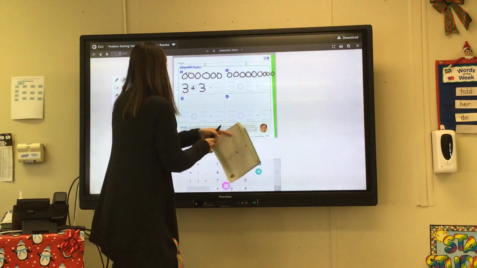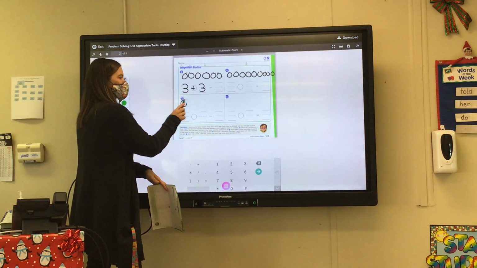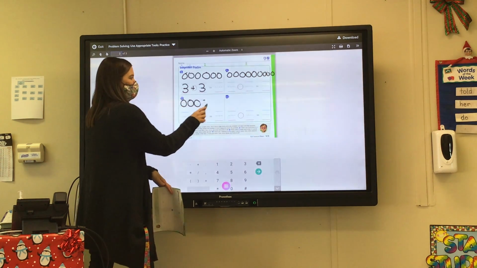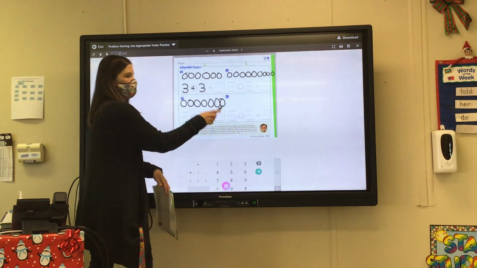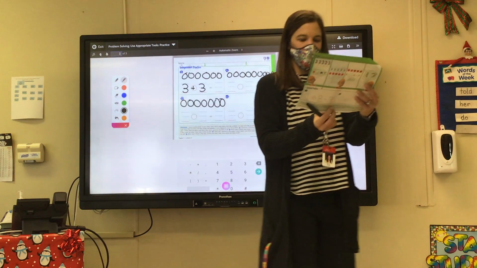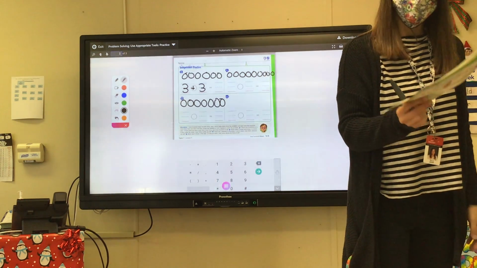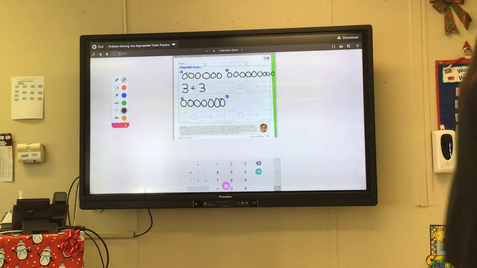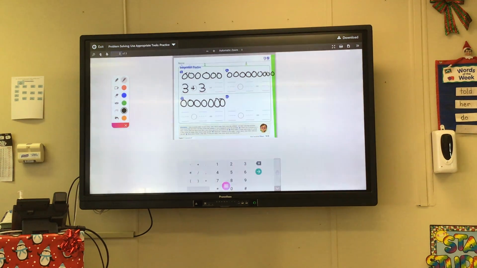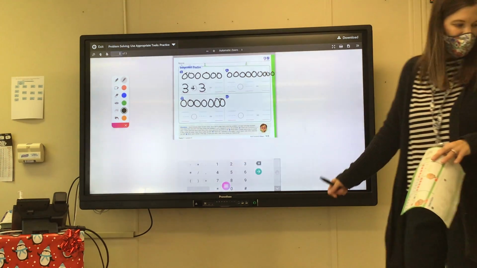So there are 7 beavers in the water. So draw your 7 counters or cubes, whatever you like. 7 counters. Make sure you draw your 7. And 4 of them swim away. So how many are we going to X out? And then go ahead and complete your equation. There were 7 beavers in the water, 4 swim away. How many beavers are left?